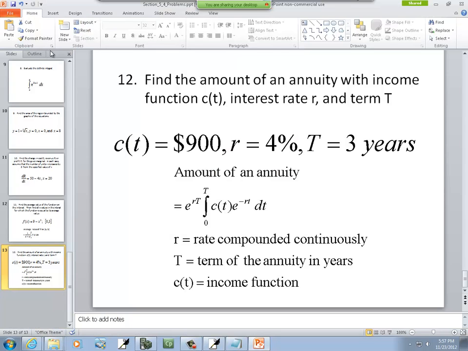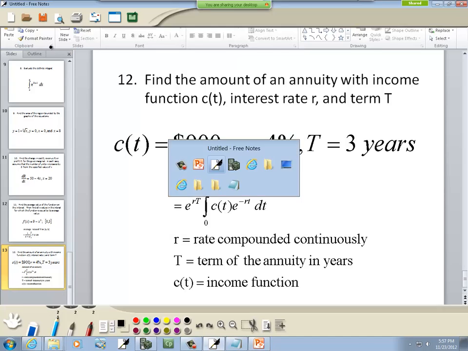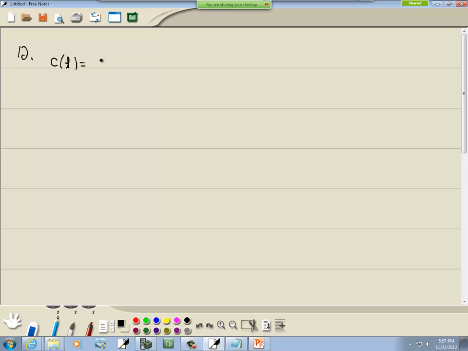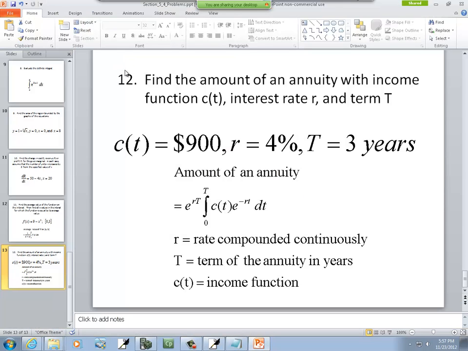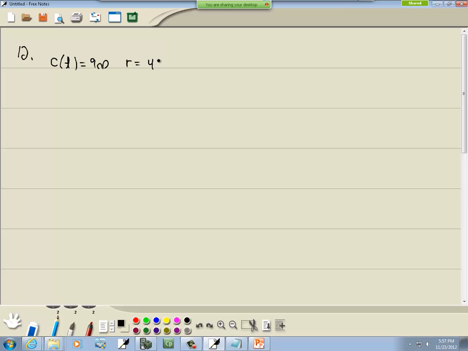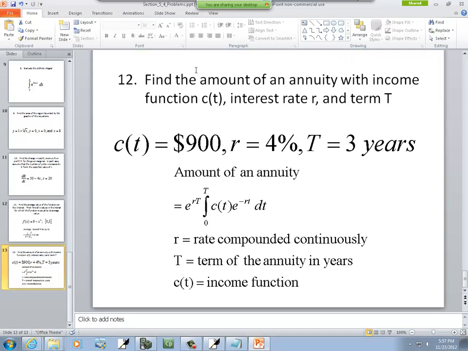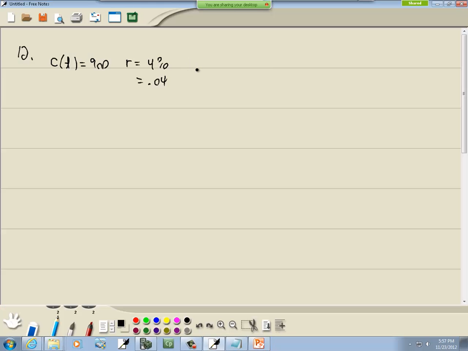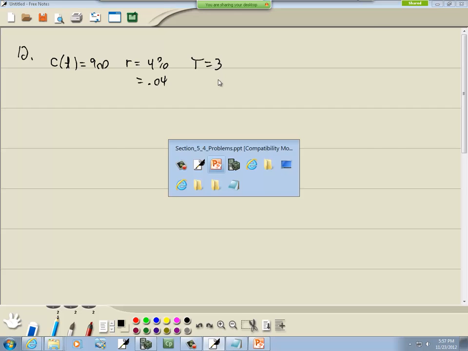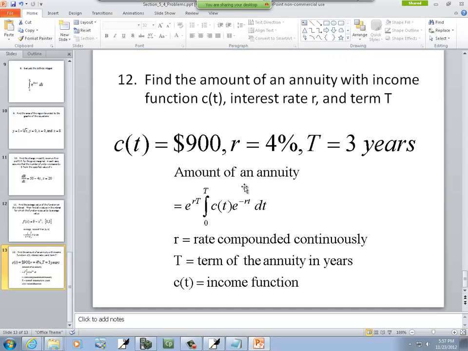It says find the amount of the annuity with income function c(t). Say c(t) is equal to $900. Interest rate r, r is 4%, or it'll be 0.04. And then term T, T is 3 years. And amount of the annuity. Now the r is a rate compounded continuously. The capital T is the term of the annuity in years. And c(t) is our income function.